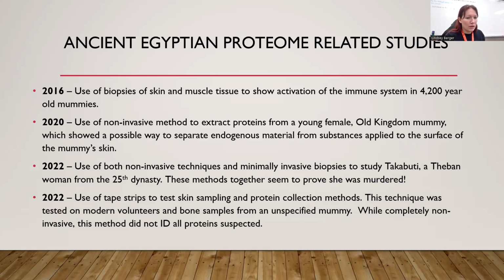And then again in 2022, another group used tape strips. So basically putting tape on the skin. They used a modern living volunteer, and then they used some mummy bones. They didn't specify the mummy in detail, just that it was from the 26th dynasty, I believe, or 26th, I don't remember which one. I have the paper, but either way. So they collected this in a non-invasive way. So basically you take the tape strip and then you get the protein off of it.